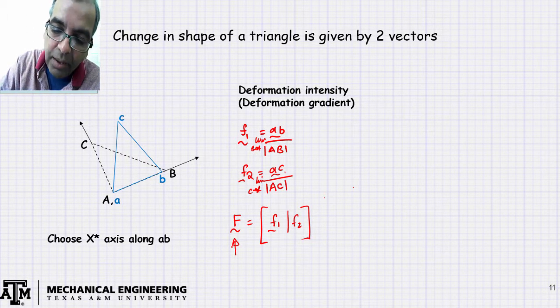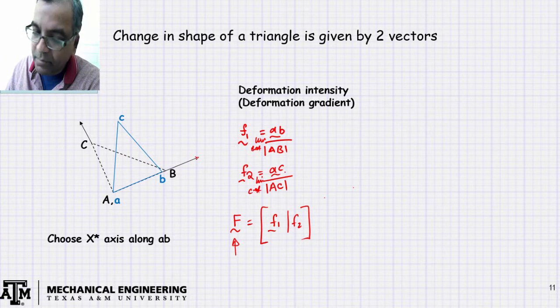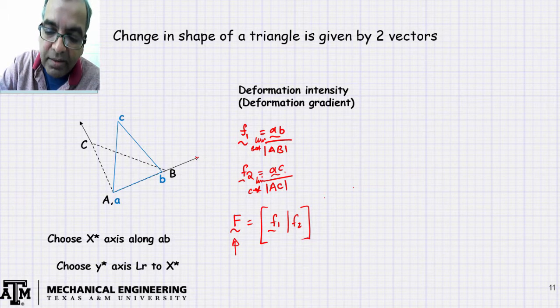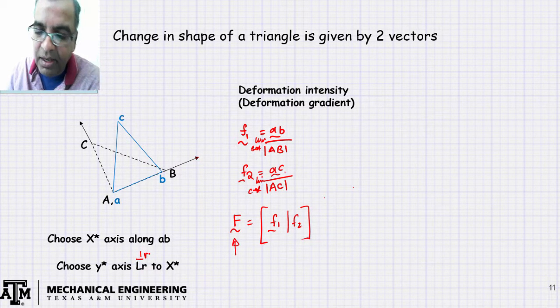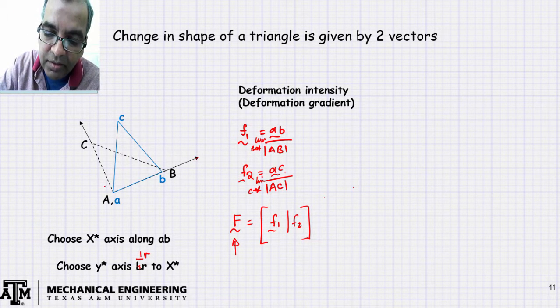So first thing is, I'm going to choose x-axis along AB, which I have done. Y-axis is perpendicular, right? So perpendicular, that's right angle. Can you see that? That's why I wrote it LR. LR means perpendicular, so I don't want to keep writing perpendicular, so I write LR to x star. So can you see this?